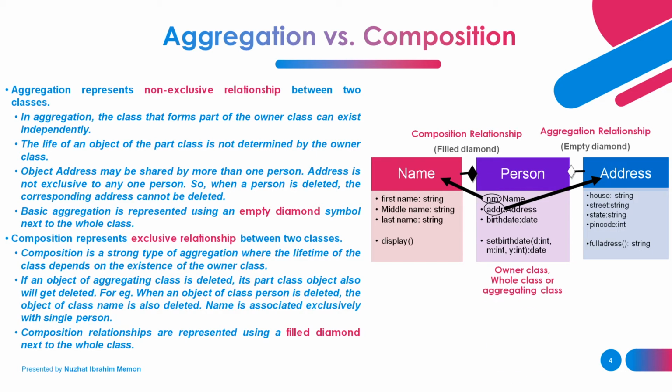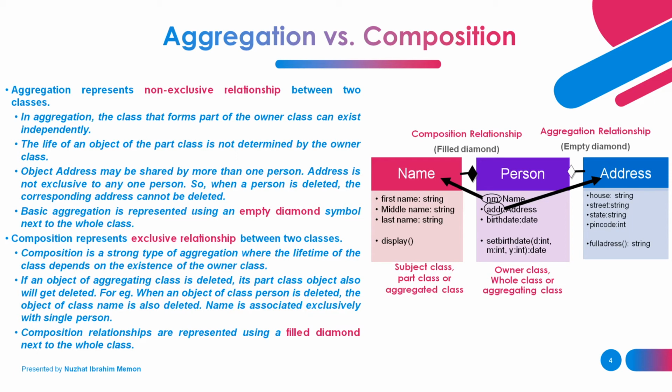So remember it. The class that contains objects of another class is known as the owner class or whole class or aggregating class. Person is the owner class or whole class or aggregating class because it contains the object of the name class as well as the address class.